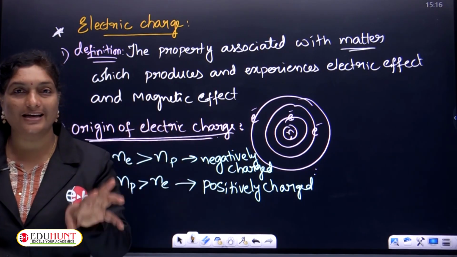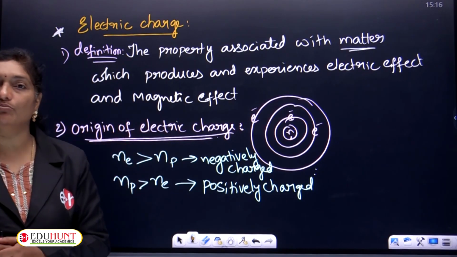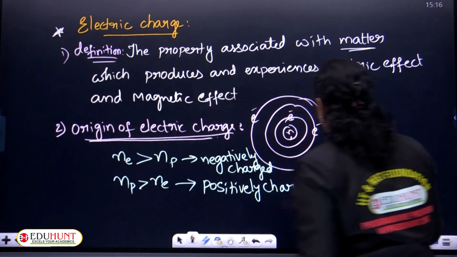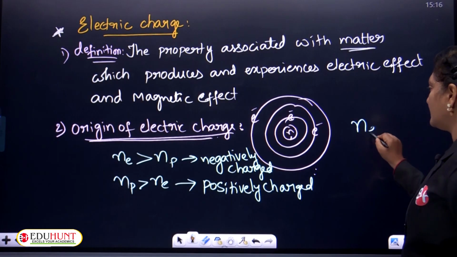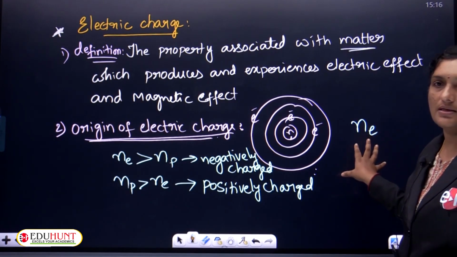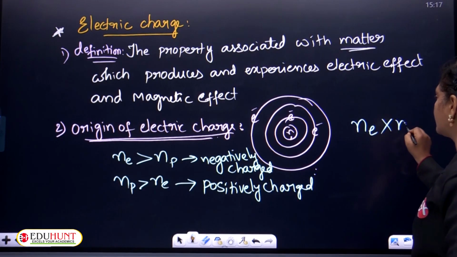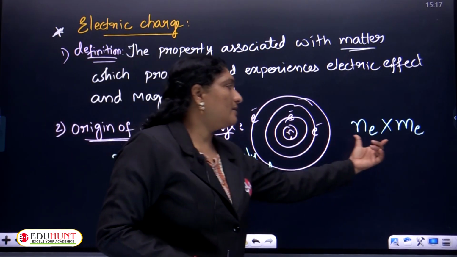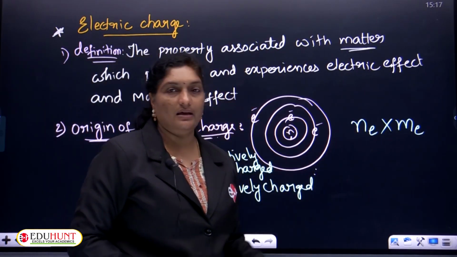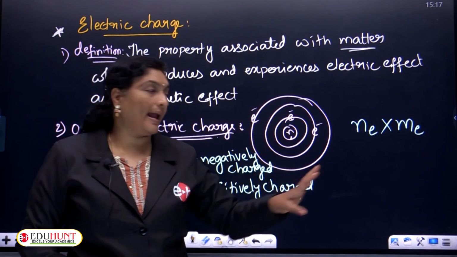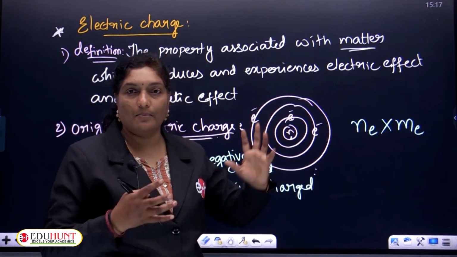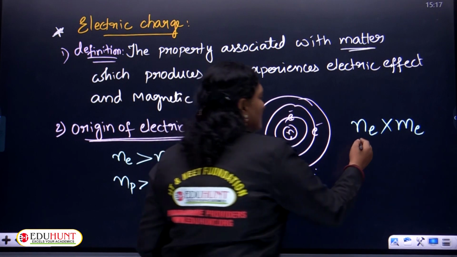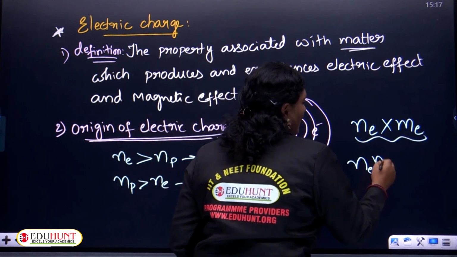Some amount of mass is reduced in that object because a few electrons are moving out from it. How many electrons are removed determines how much mass is removed. Suppose some number of electrons are removed, and if Me indicates the mass of each electron, the total mass reduced by the positively charged body will be Ne times Me. Ne indicates the number of electrons that have been removed and Me indicates the mass of each electron. Hence, it can be said as Ne times Me.